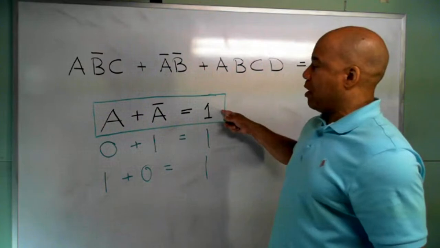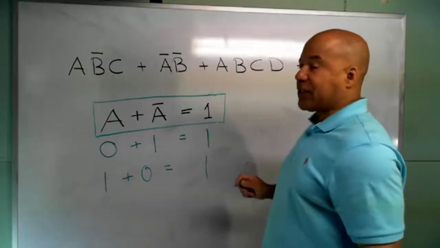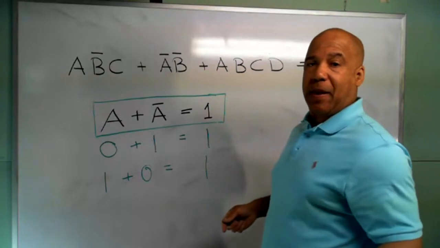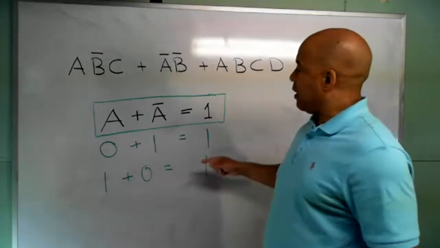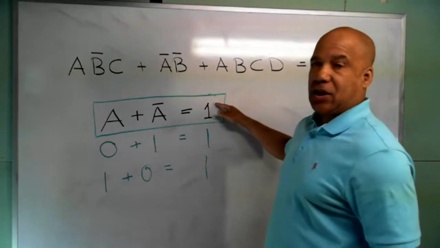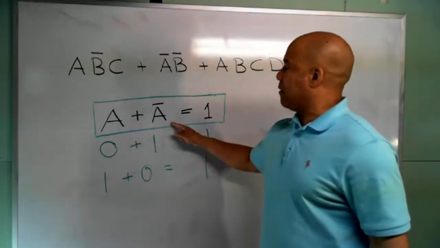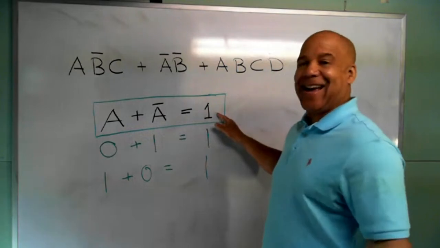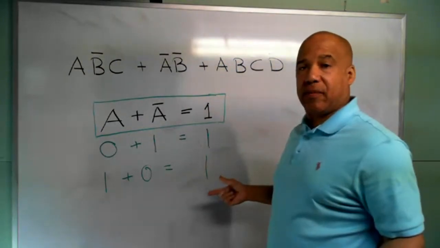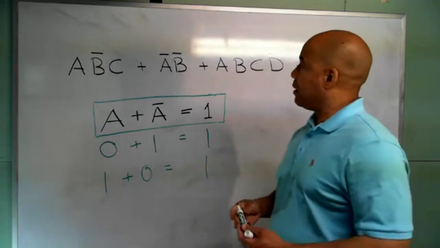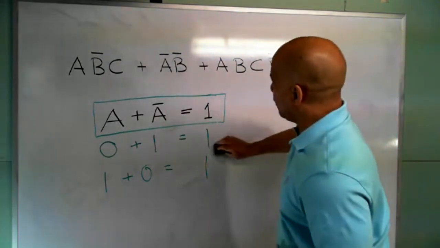Anytime I OR a variable with its complement, I get a 1. And just like in regular algebra, when you multiply by 1, you don't change the value of it. Well, in Boolean algebra, when I OR a variable with its complement, I get a 1, and if I AND anything with a 1, it doesn't change the logical value of it. It's like multiplying by 1. So what I'm saying is, what you can do is this.